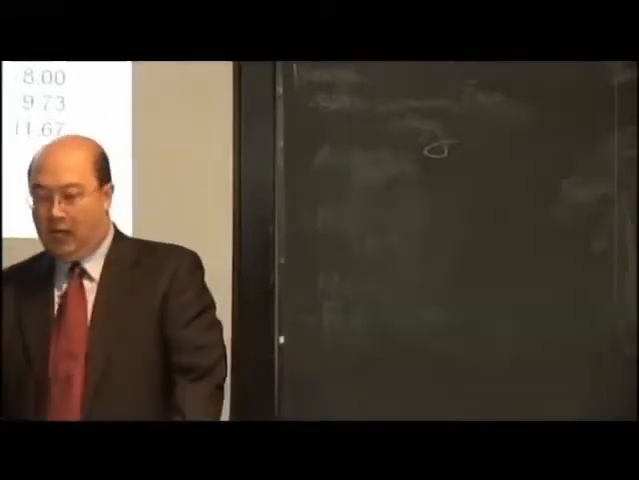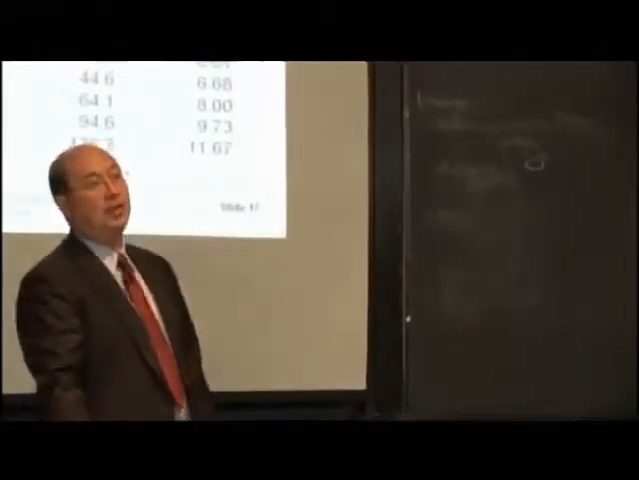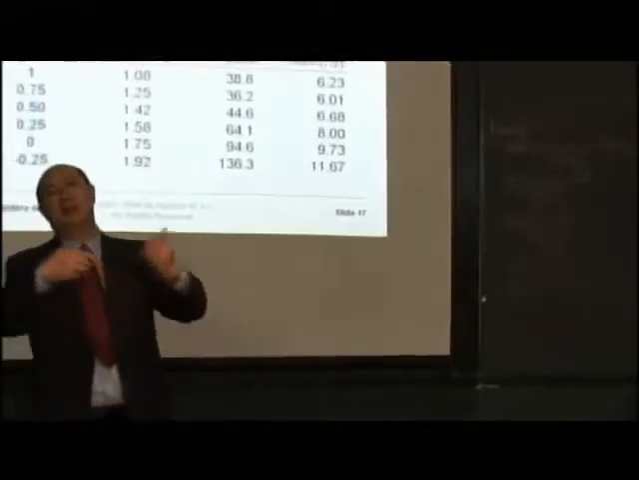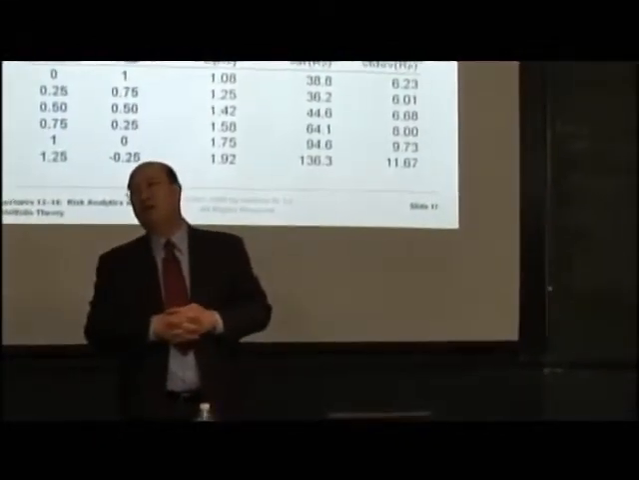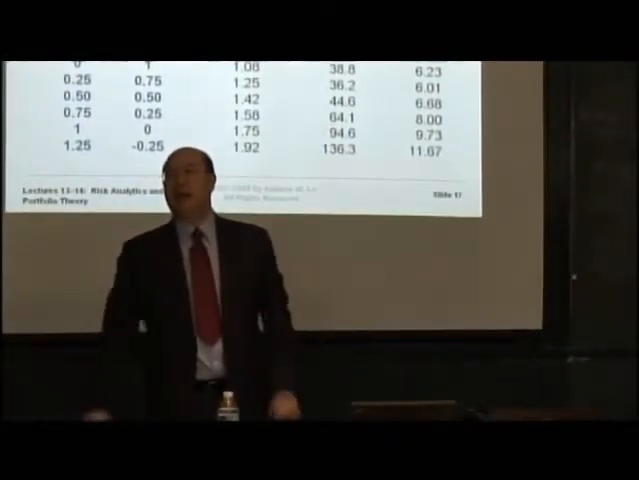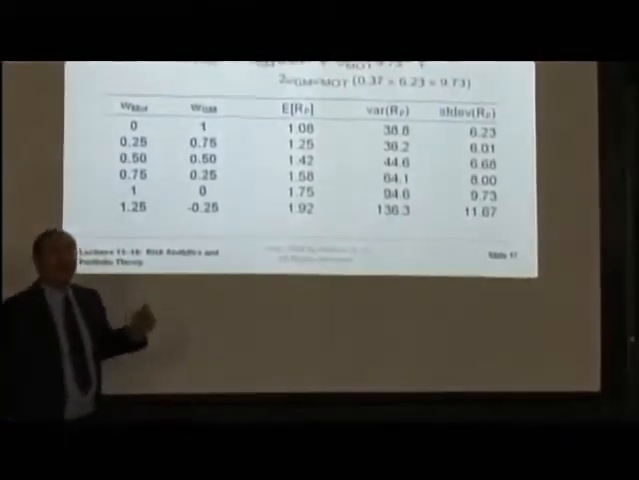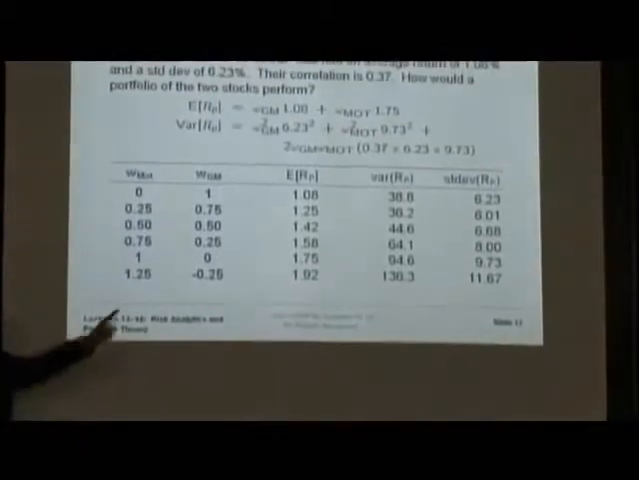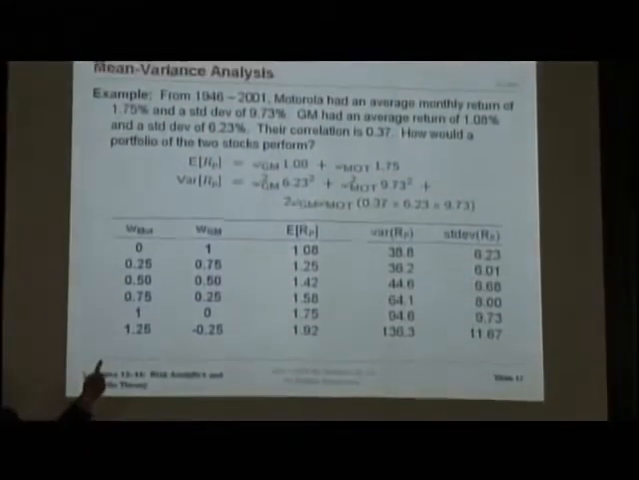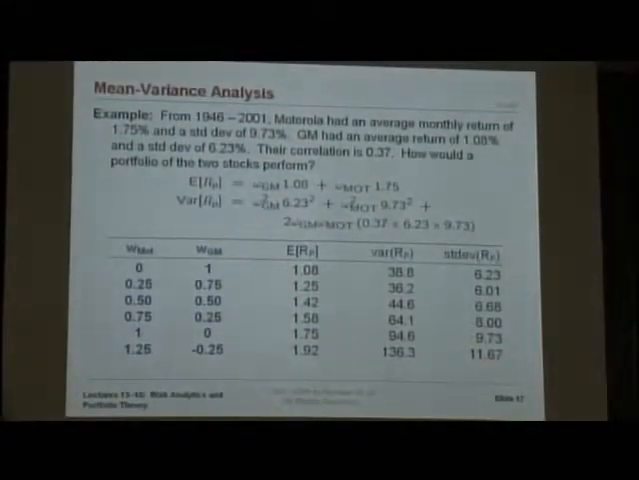OK? So this is an example of how you compute the riskiness and the return of a portfolio of 2 stocks. And when you do this, you get a whole bunch of possibilities. And the idea behind modern portfolio theory is you pick the one that you like the best. And that's optimal for you. OK?